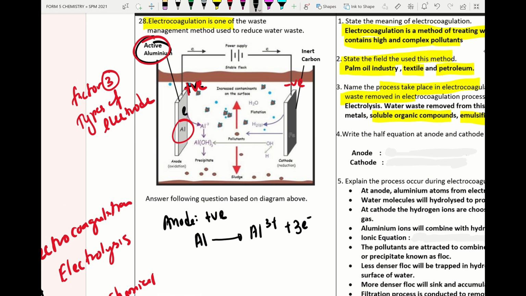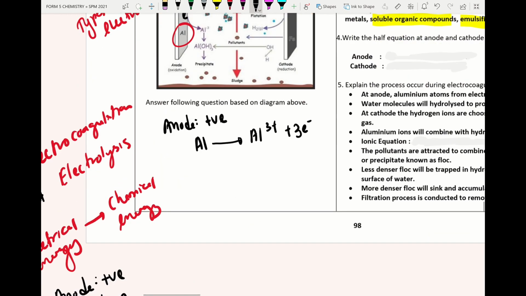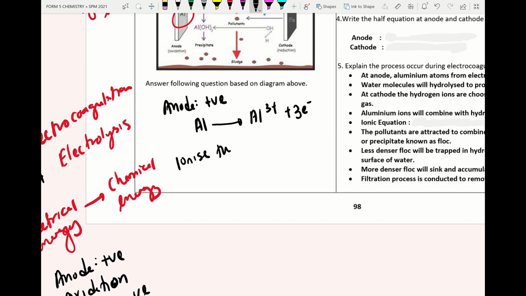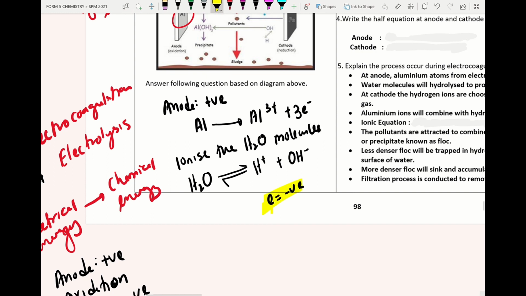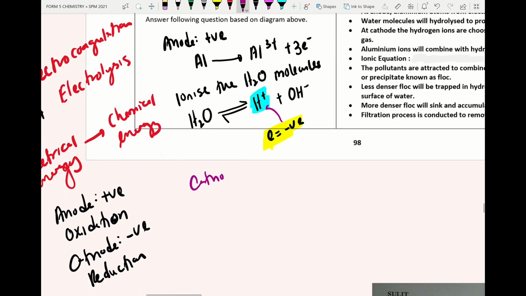This electron will move from the anode to the cathode. This electron will ionize the water molecule. The water molecule will be hydrolyzed or ionized to form hydrogen ion and hydroxide ion. The electron has already reached the cathode, so it is negatively charged. These negatively charged particles will be gained by hydrogen ion. So at the cathode, the negative terminal, two hydrogen ions gain two electrons and form hydrogen gas.